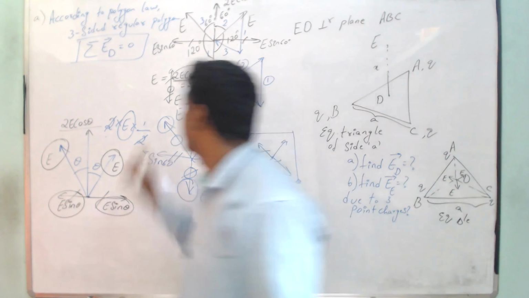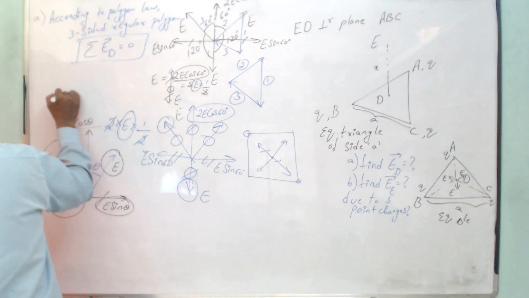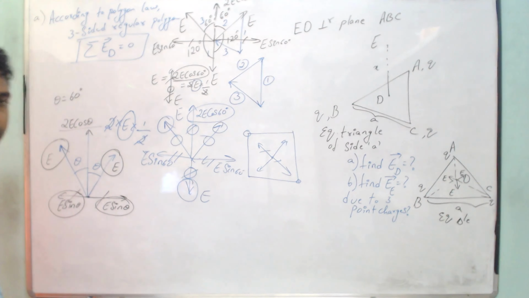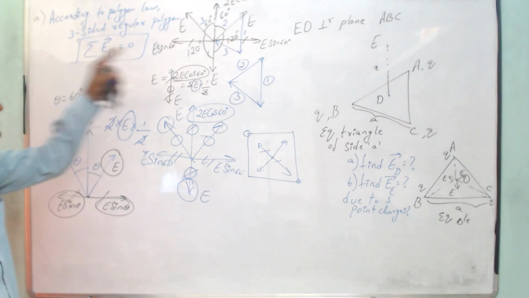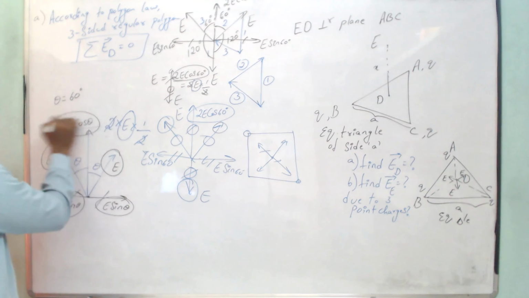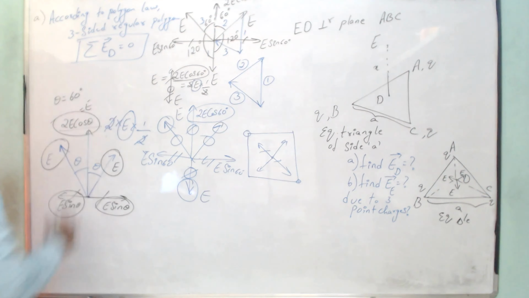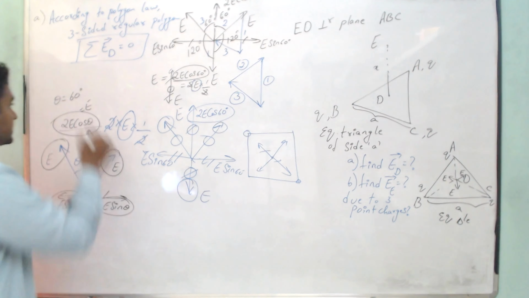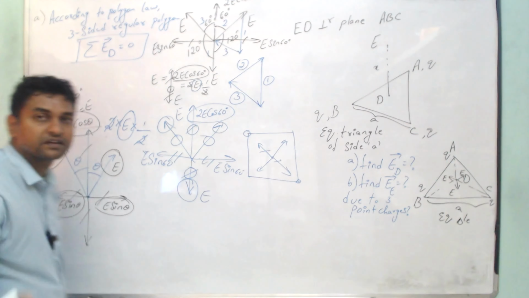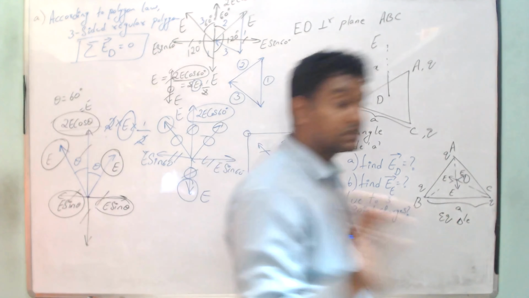Now, in our case, this theta is 60 degrees. Cos 60 is half, so 2 into half. Therefore, this entire component will be E. Now this E is cancelling the bottom E. Everyone cancelled everyone, only because theta is 60 degrees.